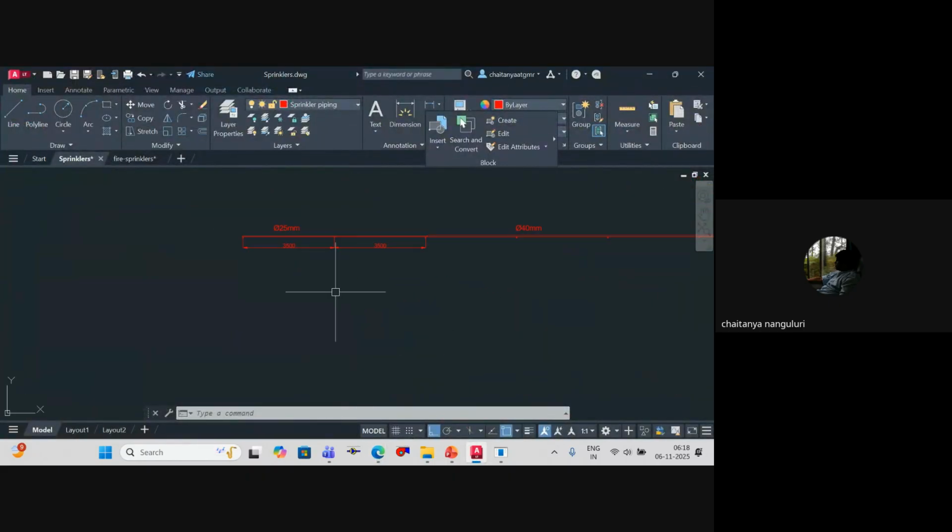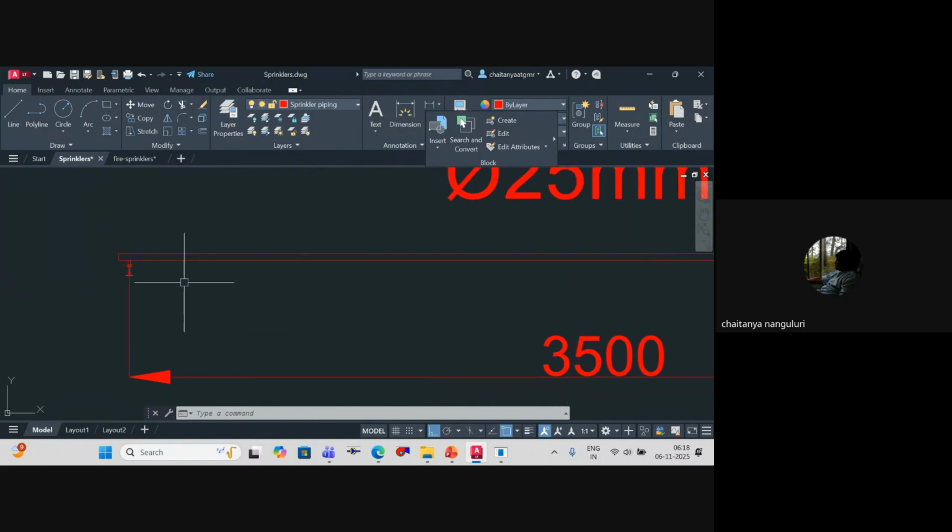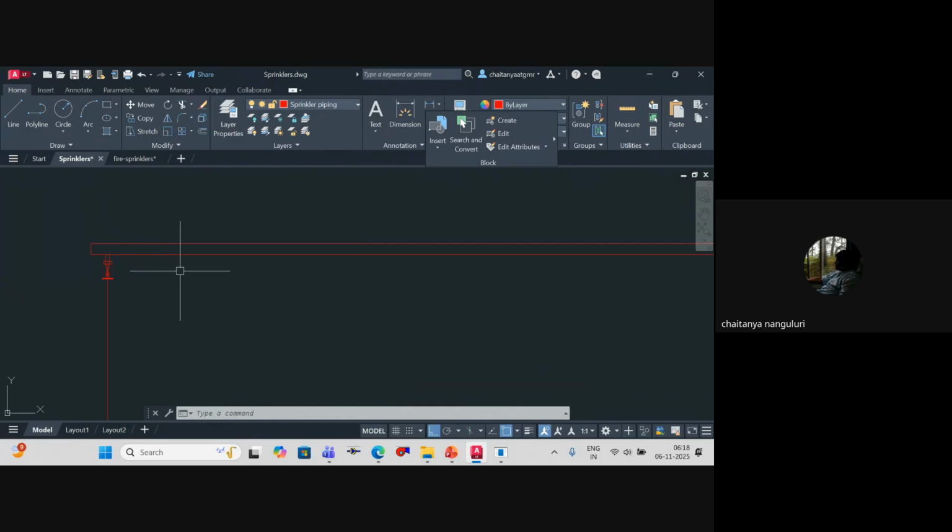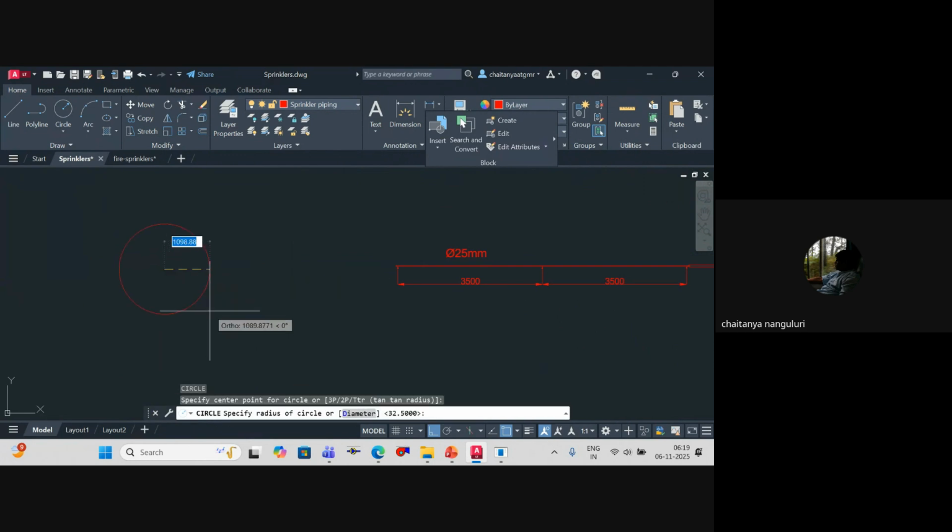So till now we have just made a section of yesterday's one. Now we're going to work on the next one, which is understanding the pipe diameters. The reason I'm telling you this is that to calculate the hydraulic calculations, or the loss incurred in the pipe, your exact internal diameter is required.